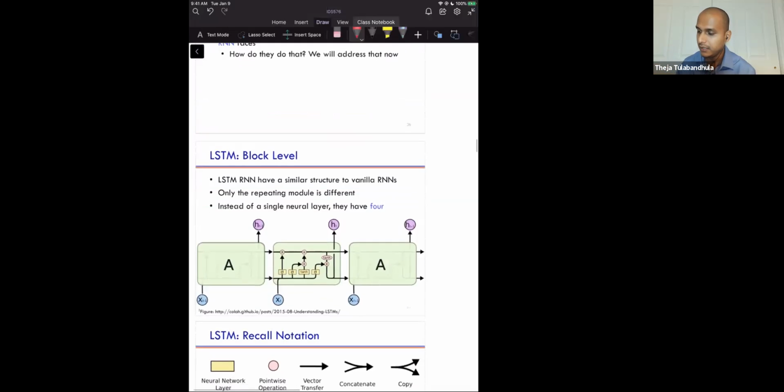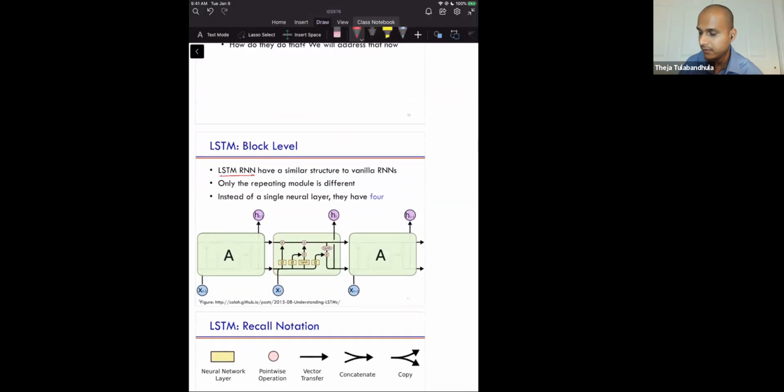Okay, so LSTM, which is LSTM recurrent networks, also have a similar structure to vanilla RNNs. The repeating module is different. Basically, this block A is different. Instead of a single neural layer, in the vanilla version we just had one tanh, one bunch of weights and biases, and one nonlinearity, and that was it.